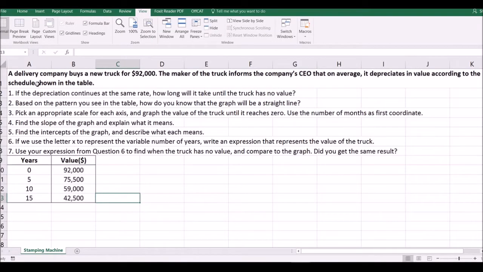So example here, this time we have a delivery company that buys a new truck for $92,000. The maker of the truck informs the company's CEO that on average it depreciates in value according to the schedule below. So here we go. If the depreciation continues at the same rate, how long will it take until the truck has no value? So we want to know when this will end up being 0.